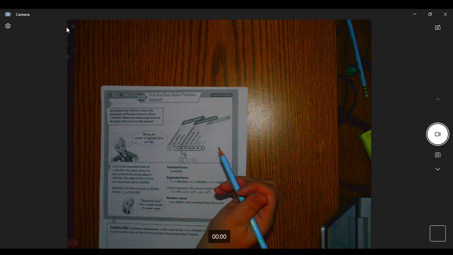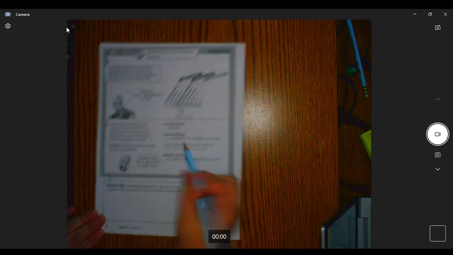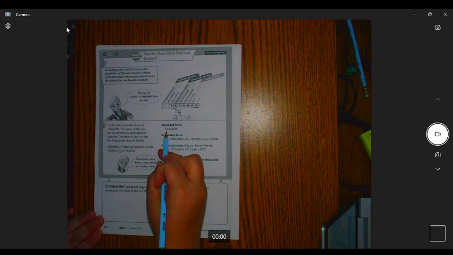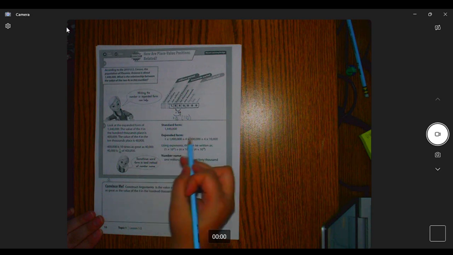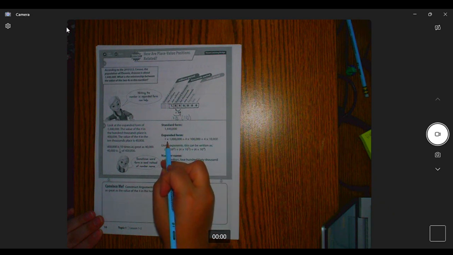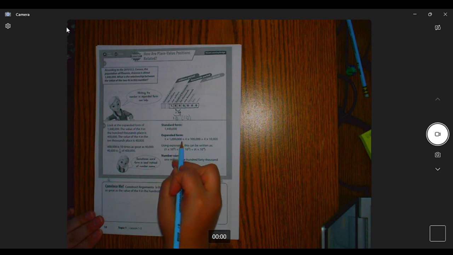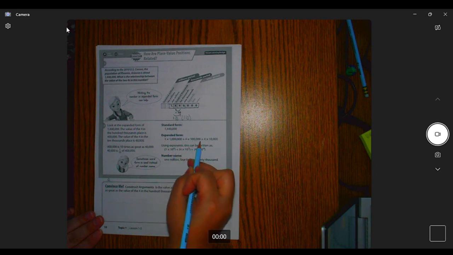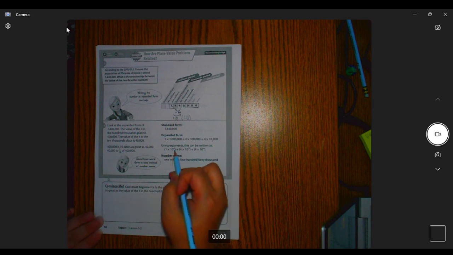So, I can say 1,440,000 in standard form. This is the way I look at a number when I read it just as it is. If I want to use expanded form or expanded notation, I can say 1 times 1 million plus 4 times 100,000 plus 4 times 10,000. But in 5th grade and beyond, we use a lot of zeros, so that's really big numbers. I'm going to use my exponent form as well.